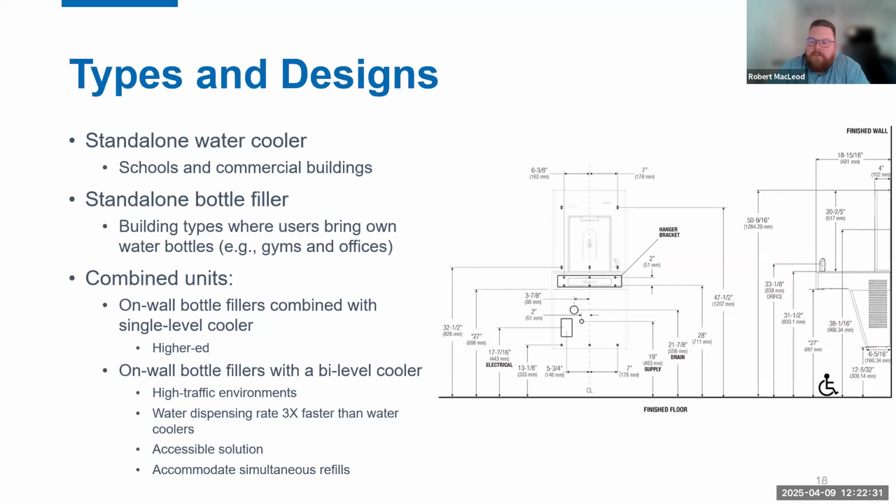On-wall bottle fillers combined with a single-level cooler are ideal for higher-end projects, while on-wall bottle fillers with a bi-level cooler are ideal for the demands of high-traffic environments like a convention center, stadium, and airports, with a water dispensing rate three times faster than water coolers. The versatile design offers quick, accessible solutions that can accommodate simultaneous refills, enabling quick hydration on the go. Flexible mounting options allow for seamless integration into existing buildings with the versatile bi-level design, allowing you to go left high or right high, depending on your design requirements. This versatile design ensures a perfect fit for most spaces, enhancing its usability and integration.